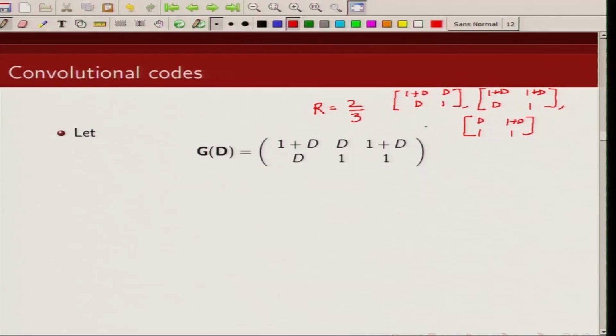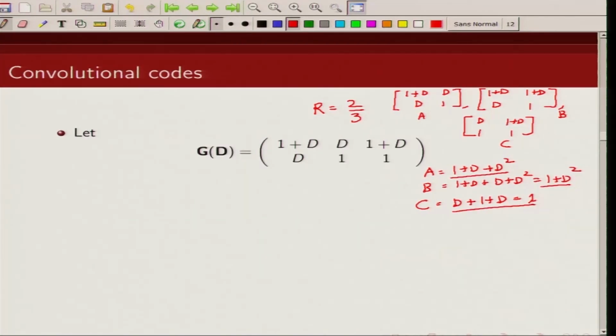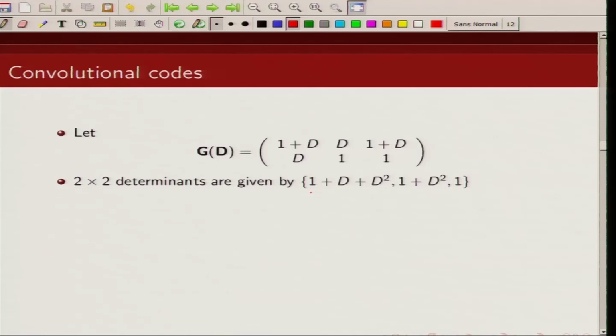We can find out the determinant in this case. Let us call them A, B and C. In case of A, the determinant is 1 plus D square. In case of B, the determinant is 1 plus D square, and C is D plus 1 plus D, so that is 1. These are the determinants of these 2 cross 2 submatrices, and that is what I have listed here: 1 plus D square, 1 plus D square and 1.